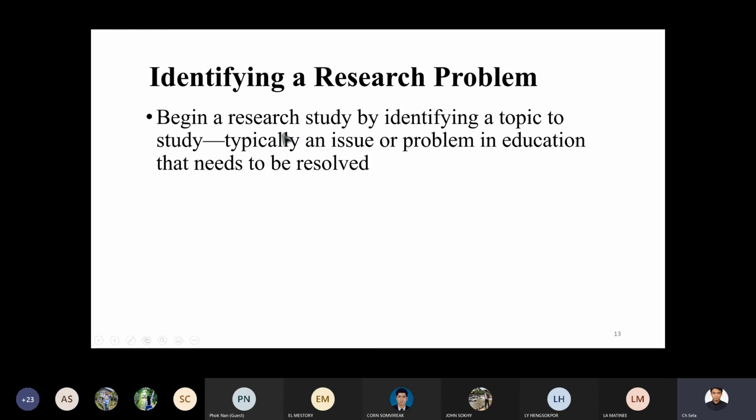So begin a research study by identifying a topic to study, typically an issue or problem in education that needs to be solved. Now, before we go on, I just want to hear from you whether you have anything in mind concerning the research topic. So let's start with, I think, Sopo. Sopo, any subject matter you want to do the research on, or any topic you want to share?